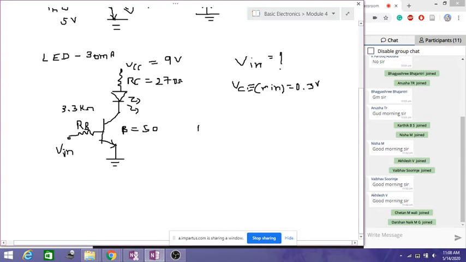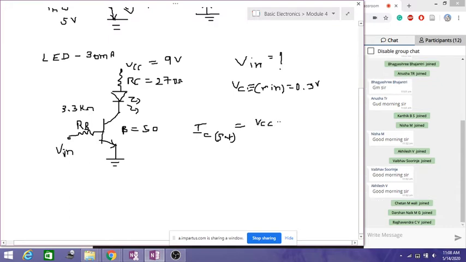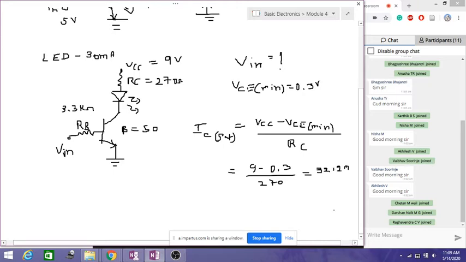Now if we use our previously derived equations, to calculate the saturation collector current, IC saturation is given as (VCC minus VCE minimum) divided by RC. Substituting the values, this is (9 minus 0.3) divided by RC, which is 270 ohms. When we simplify this, we get the current as 32.2 milliamperes.